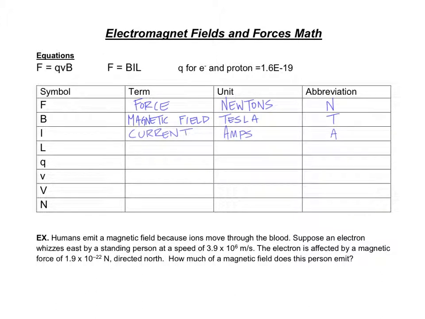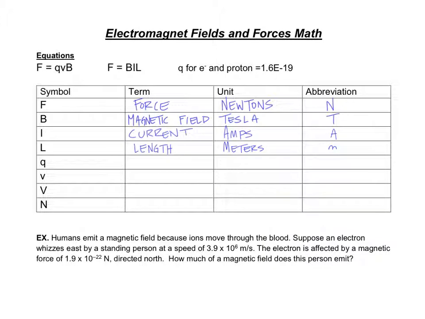Our next symbol here is a capital L. We haven't actually calculated with anything with an L, but we have measured other things with length in meters. So capital L in this case simply stands for length. We'll be talking about the length of a wire in some of our problems moving forward. So that is length measured in meters, just like distance or displacement, and the symbol is a lowercase m.